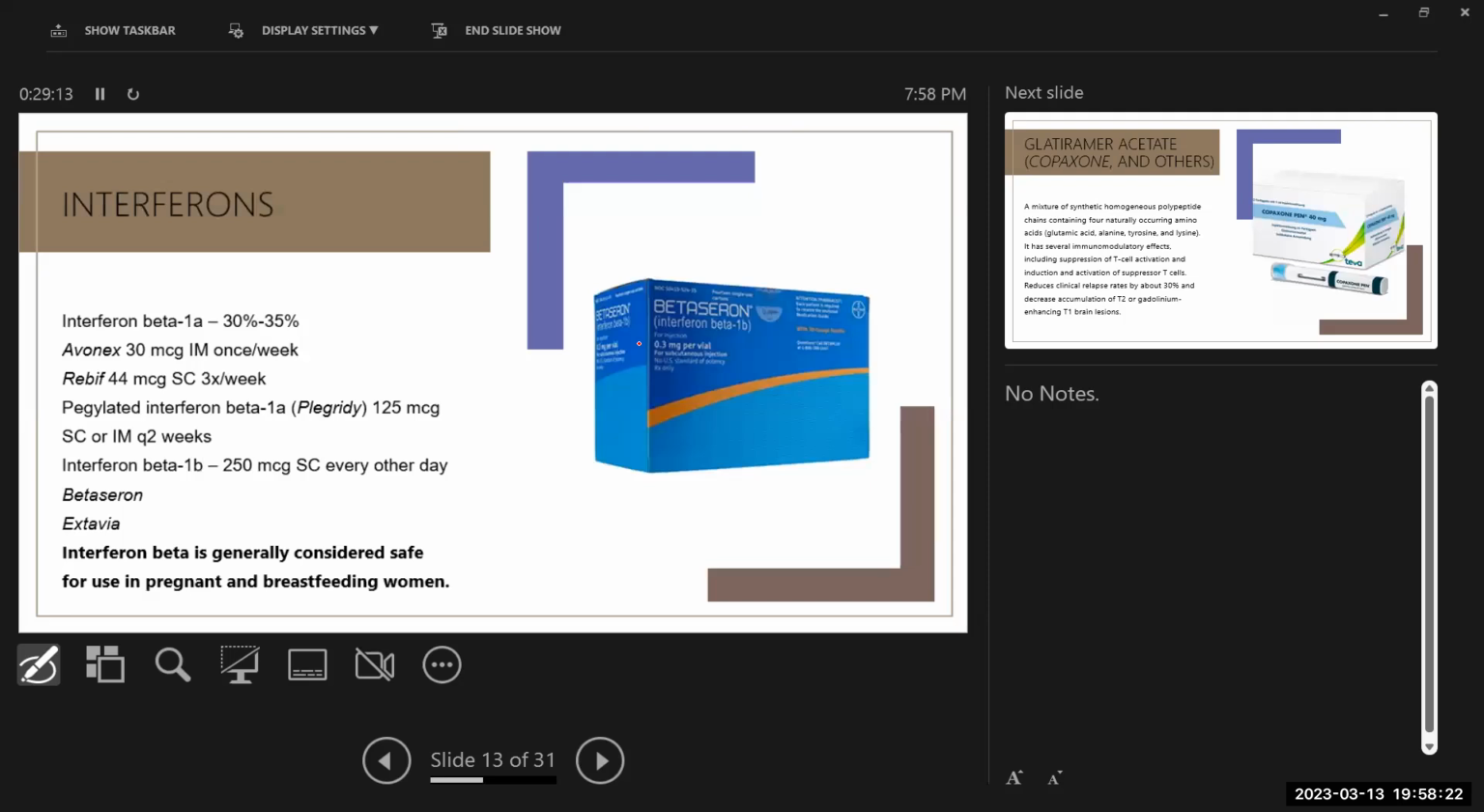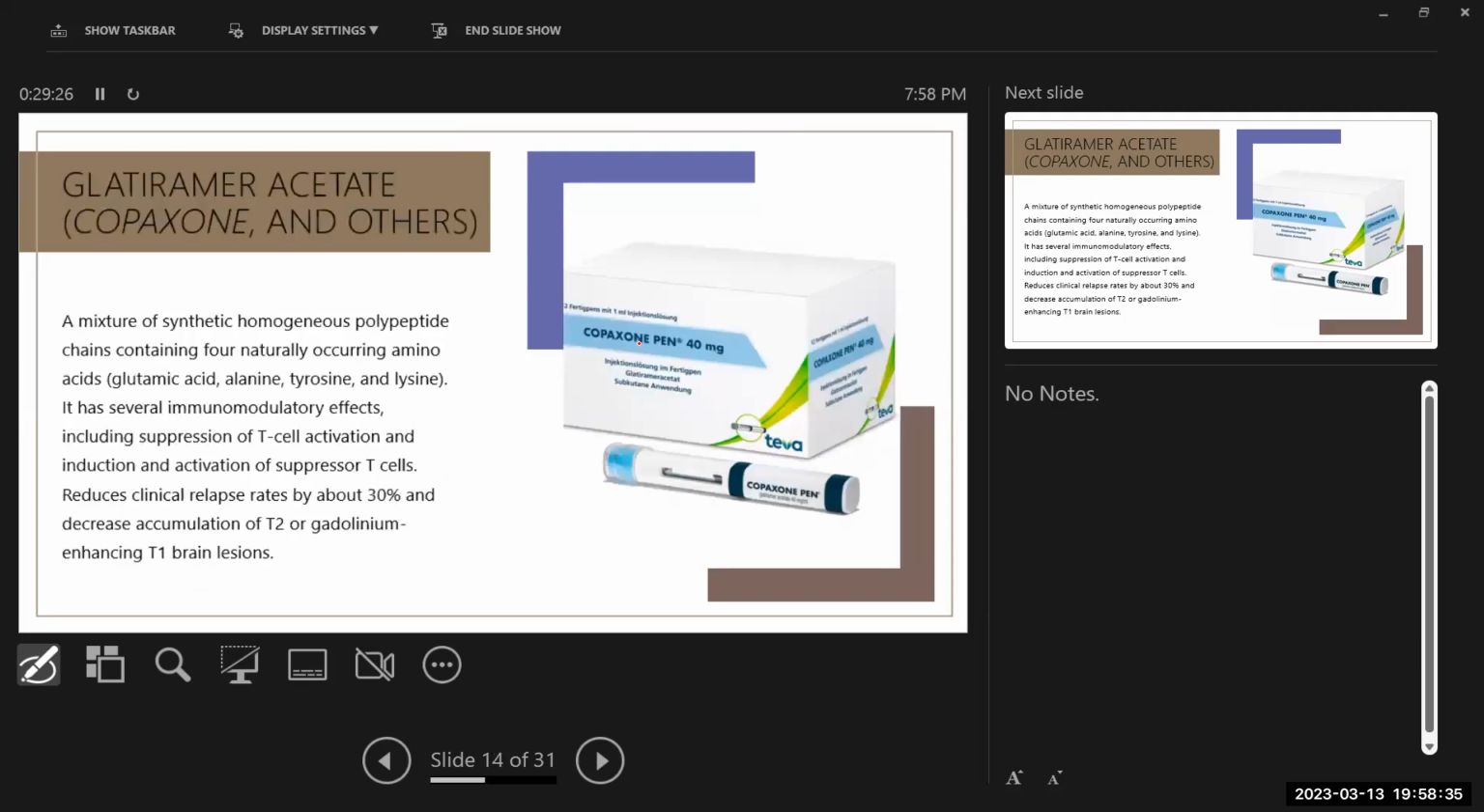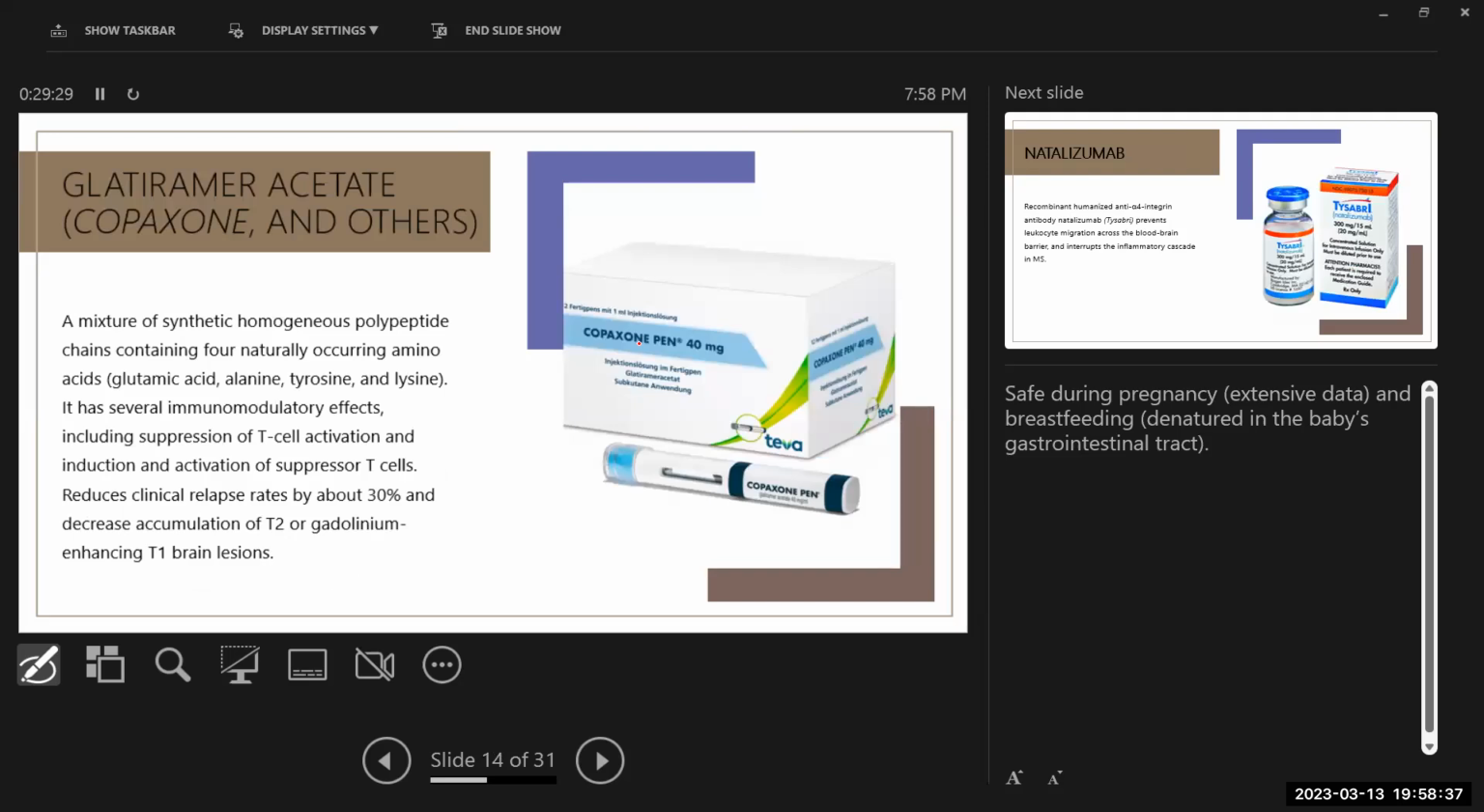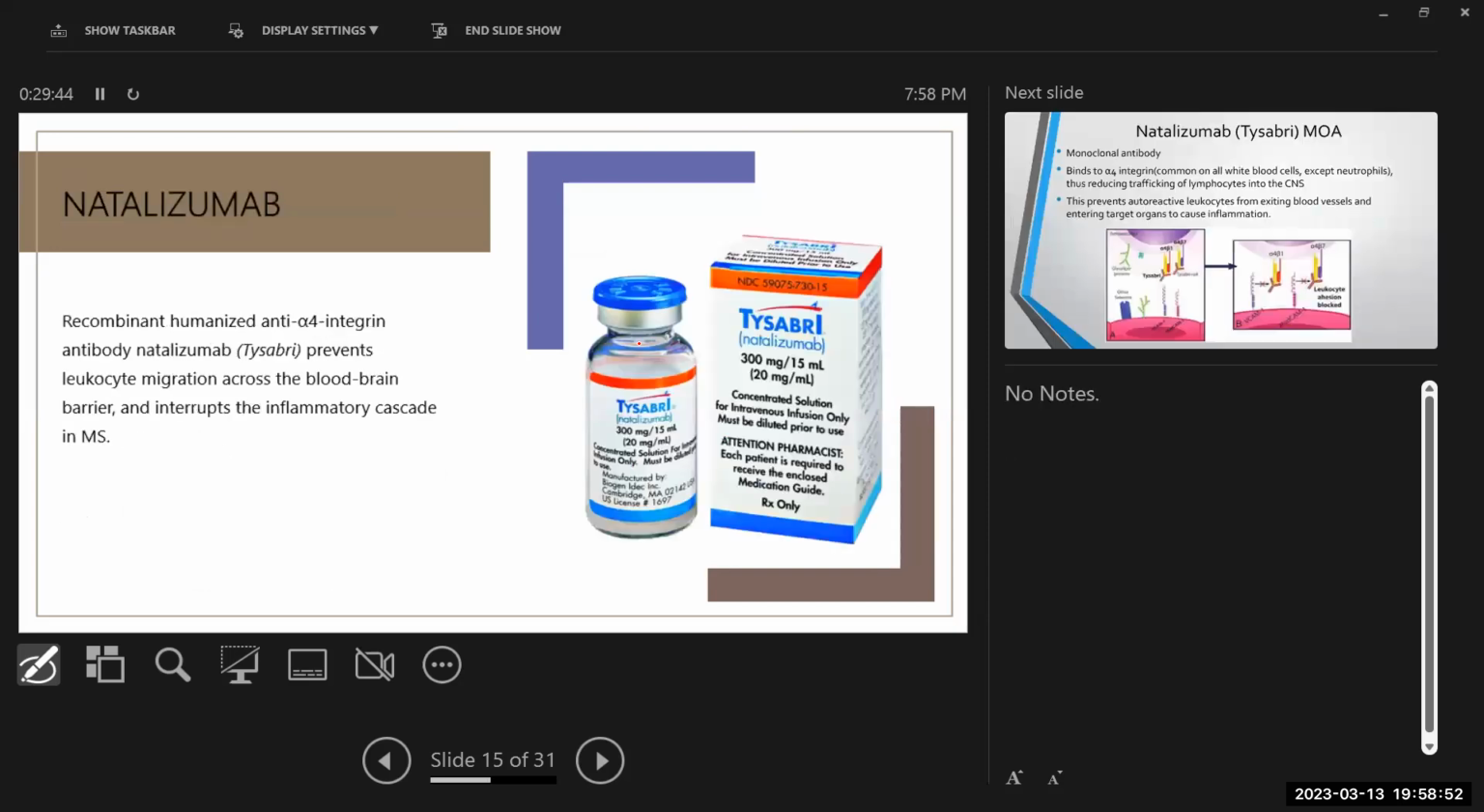So the interferons come three times a week, once a week, or once every two weeks. Interferons are safe for pregnant women, and they're safe during breastfeeding. There's a lot of research showing that. Glatiramer acetate has about the same effectiveness as interferon, maybe a touch lower. Very safe, very well tolerated, and very safe also during pregnancy and breastfeeding.